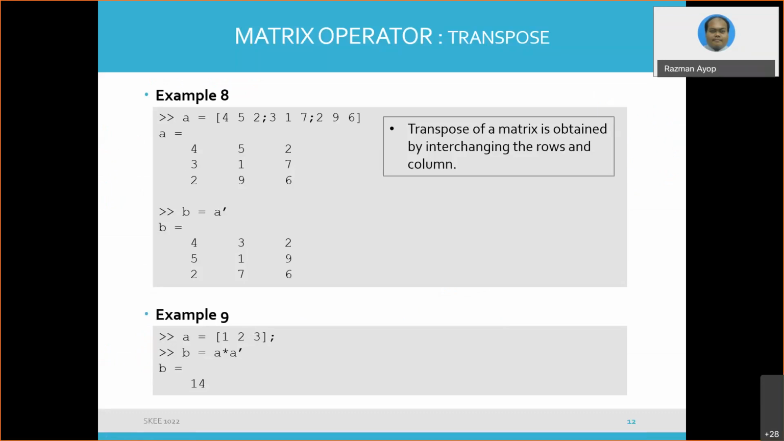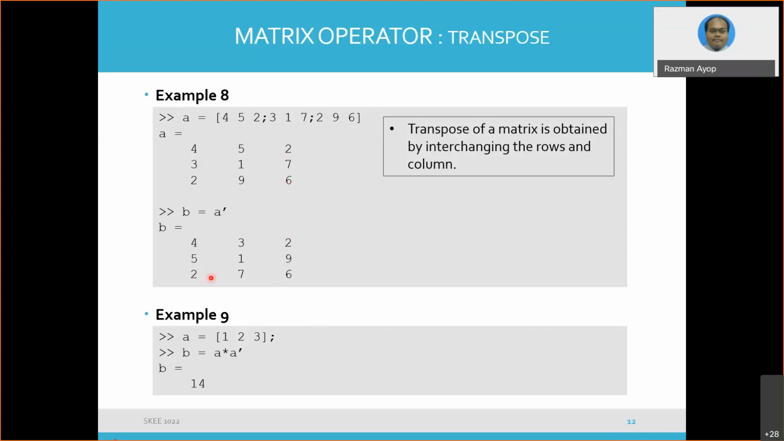So you can see here the example is a 3 by 3 matrix. When you transpose this, 4, 5, 6, this one becomes a row. Then 4, 5, 2, this one becomes 4, 5, 2. And then 3, 1, 7 becomes this one, and 2, 9, 6 will become this one. Make sure you test this in MATLAB and use different numbers.